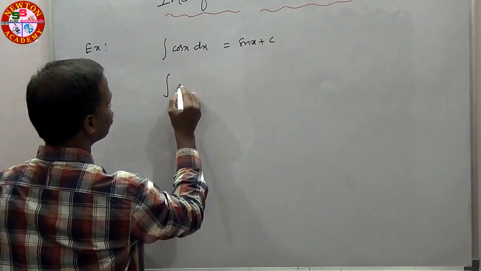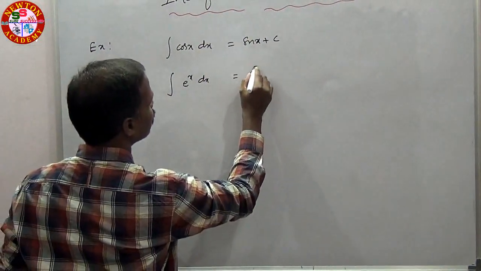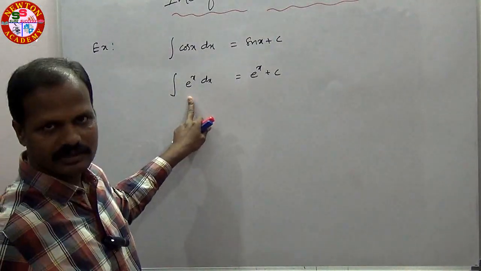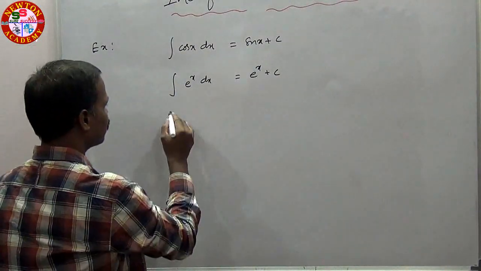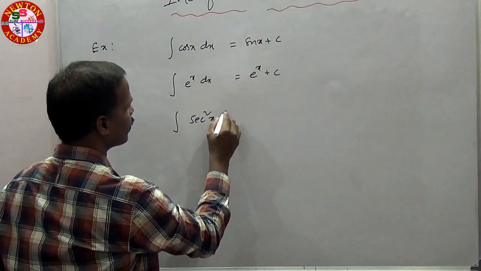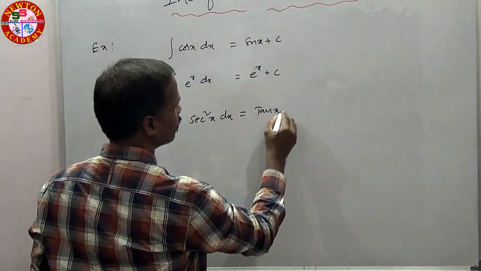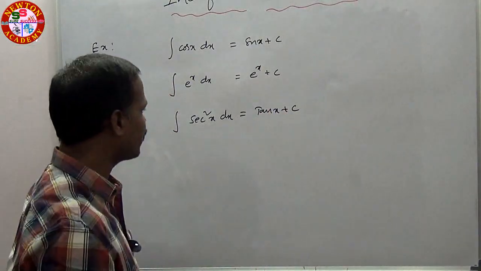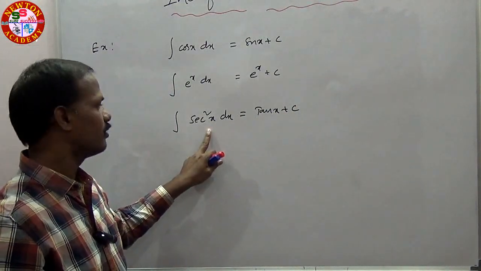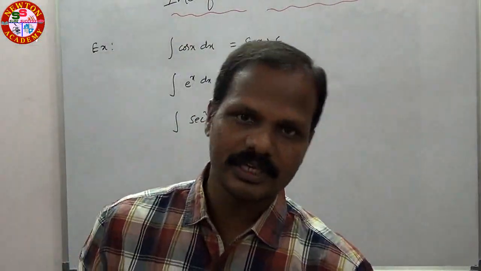Suppose integral e power x dx equals e power x plus c, because the derivative of e power x is e power x itself. Next, integral secant square x dx equals tan x plus c, because what is the derivative of tan x? Secant square x. Okay? You learned all the differentiation formulas in first year.